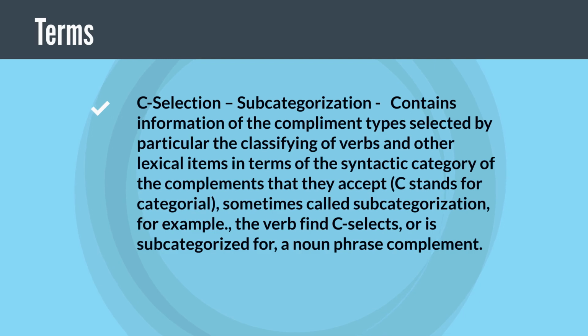C-selection, subcategorization, contains information of the complement types selected by particular lexical items, the classifying of verbs and other lexical items in terms of the syntactic category of the complements that they accept. C stands for categorial, sometimes called subcategorization. For example, the verb find c-selects, or is subcategorized for, a noun phrase complement.